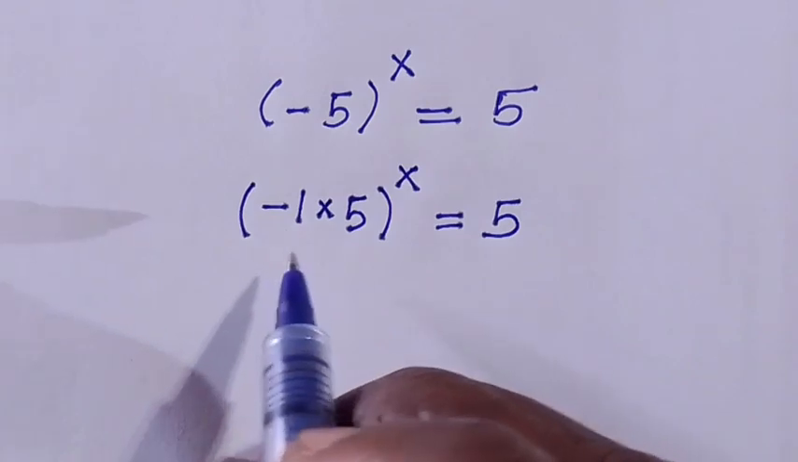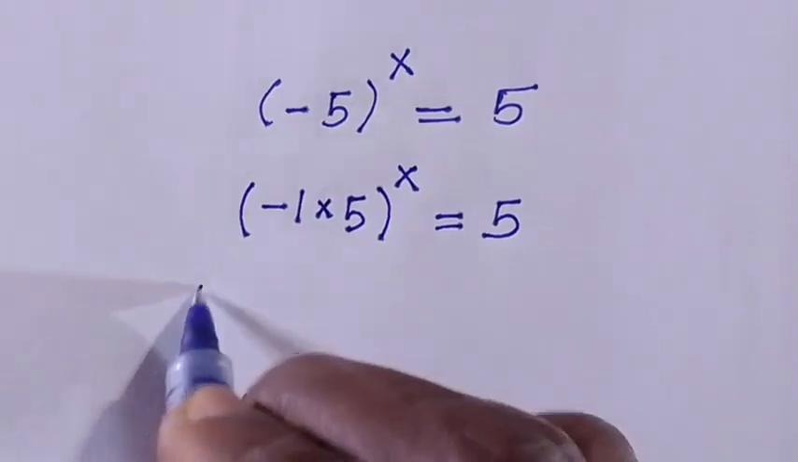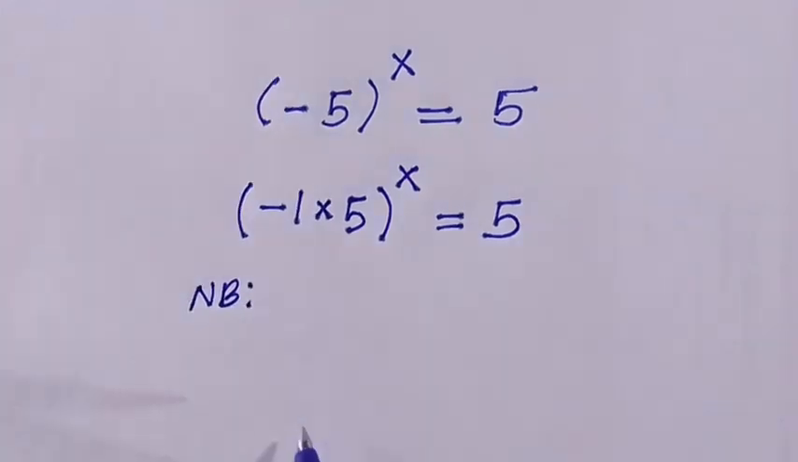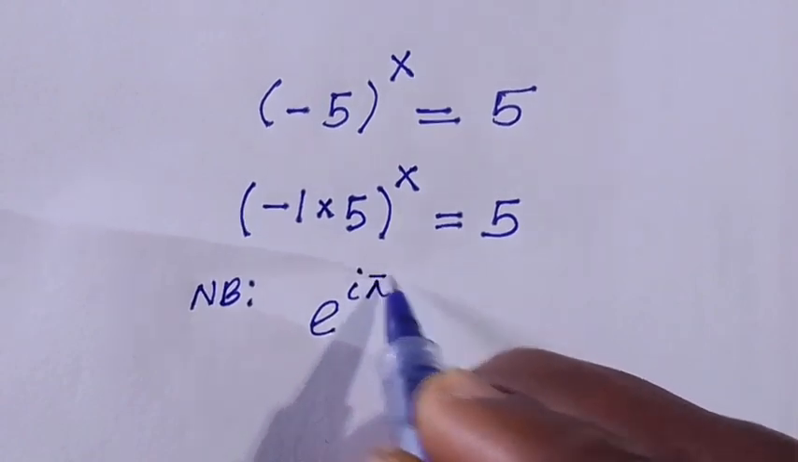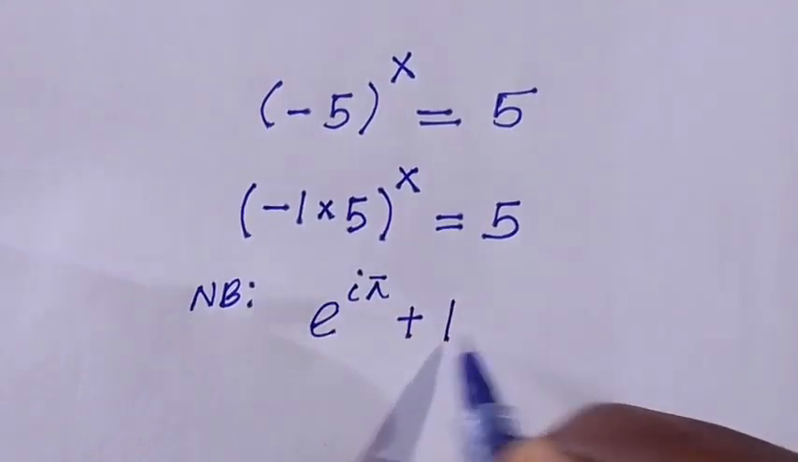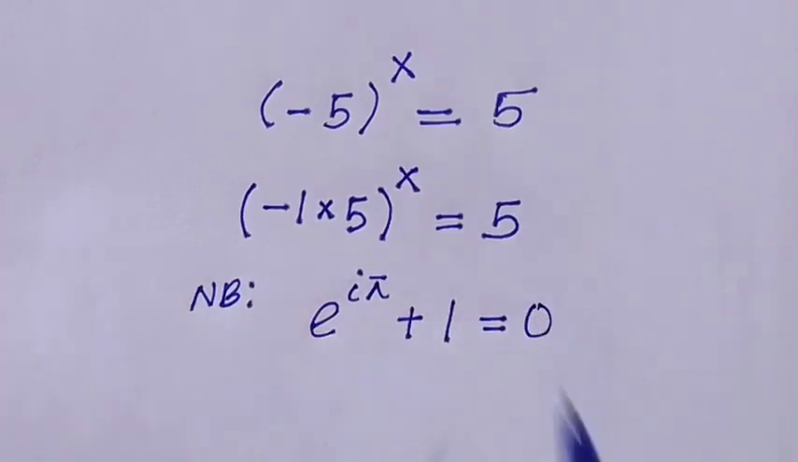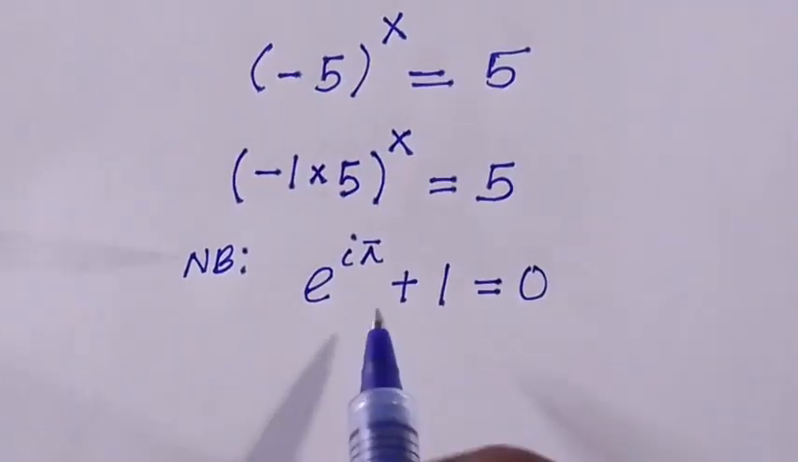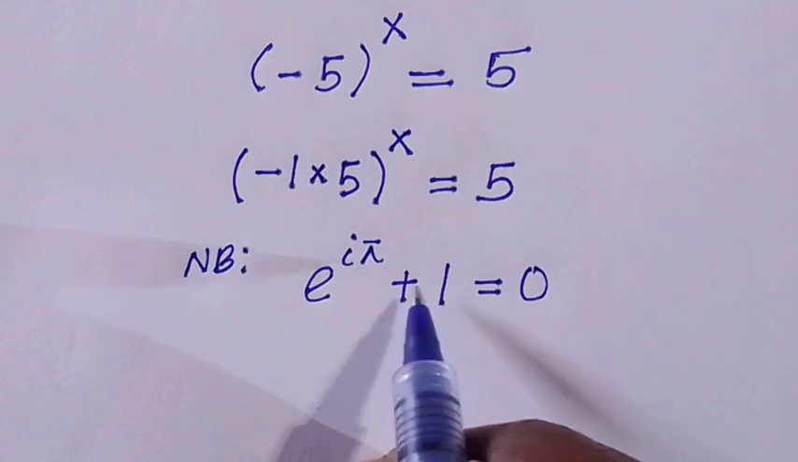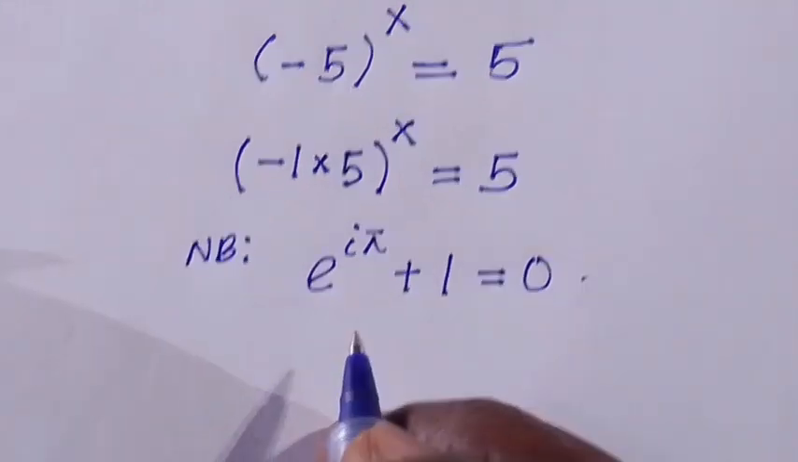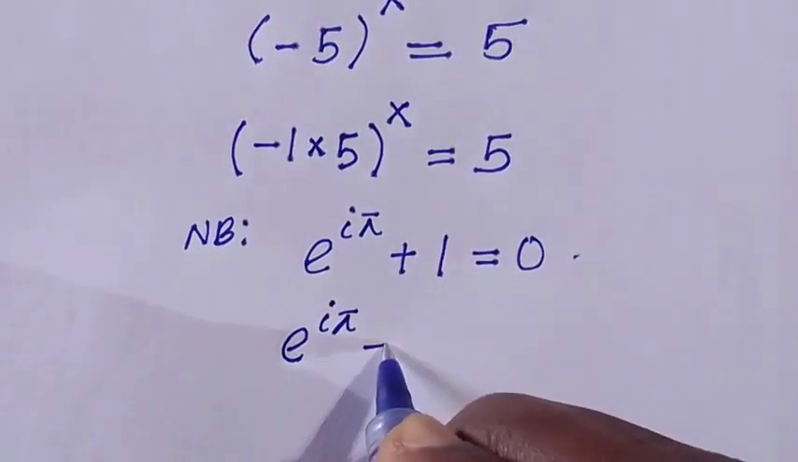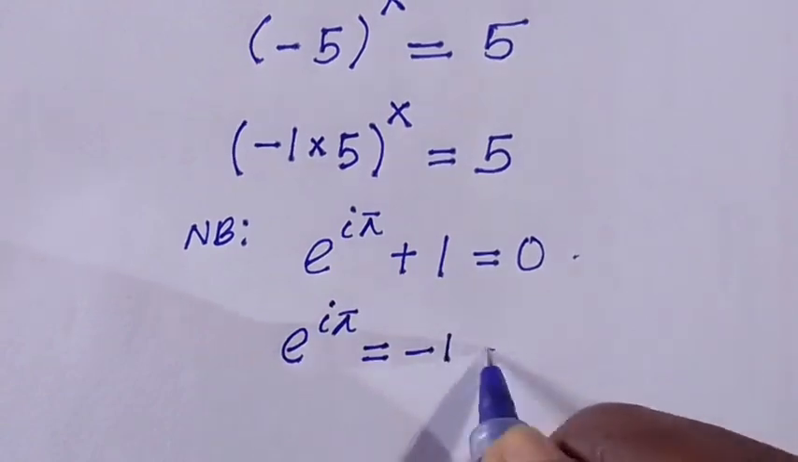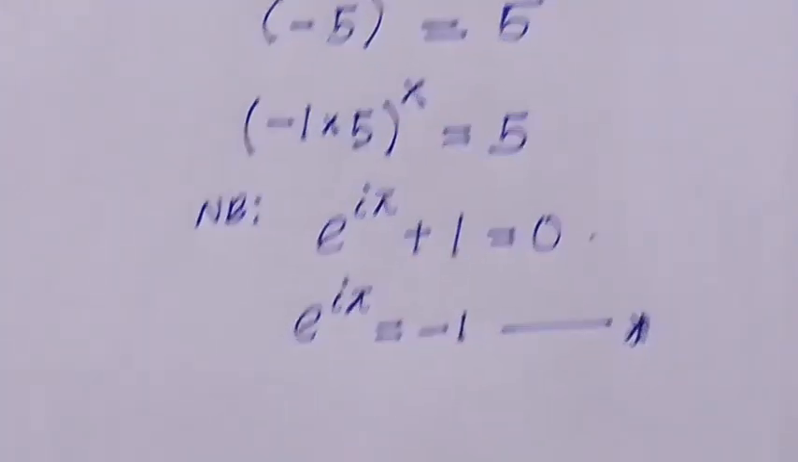And let's try to consider from this rule. Suppose you have e to the power of i pi plus 1 equals 0. Then by transferring this one to the other side, we have e to the power of i pi equals minus 1.